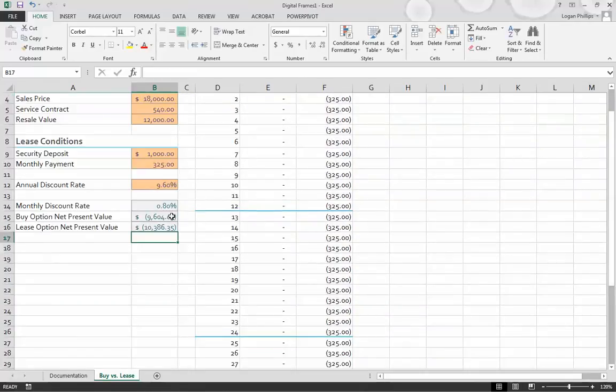So if she buys it, she's only going to wind up spending out $9,604. If she leases it, she's going to wind up spending out $10,386. So for her, it would be a better option to buy the equipment up front.